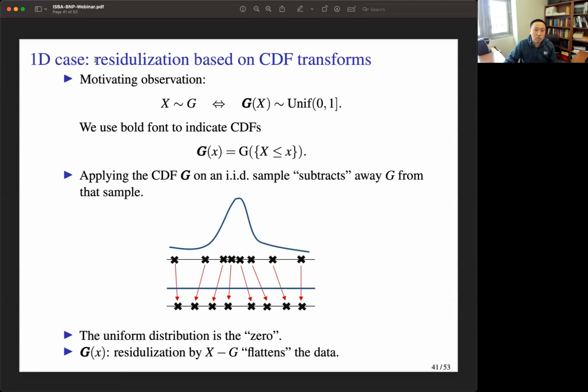So the idea is now we need to formulate notions of addition and subtraction, or residualization, in the sense of subtracting a measure from a data point to get a data point from some other distribution, right? So one observation is that if you think about a data point coming from a sampling distribution G, for simplicity, let's start off with the one-dimensional case.